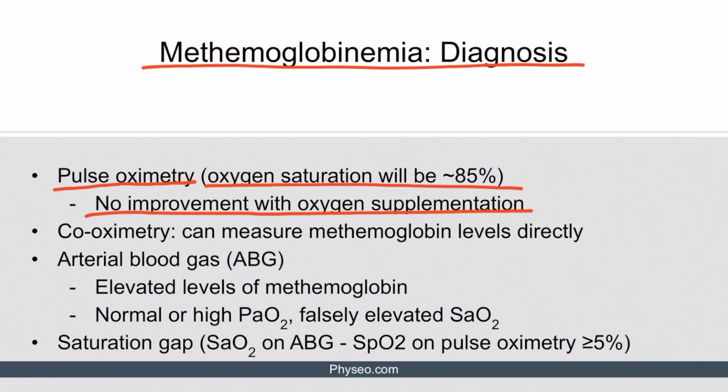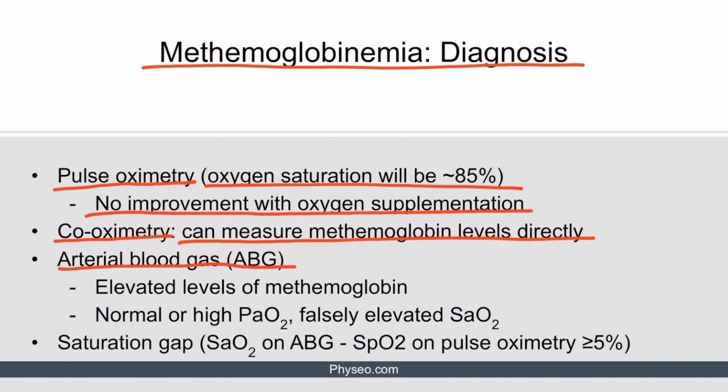Once this is suspected, a clinician can use either co-oximetry or an arterial blood gas to confirm the diagnosis. A co-oximeter is a specialized type of pulse oximeter that functions at a different wavelength and can measure methemoglobin levels directly. If an arterial blood gas is ordered, it can reveal several findings consistent with methemoglobinemia.